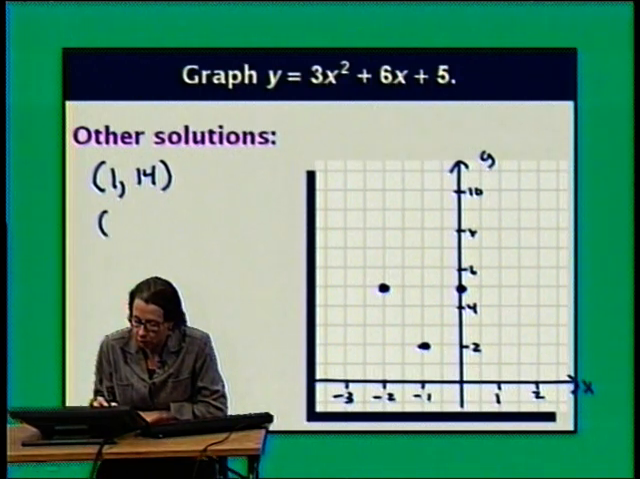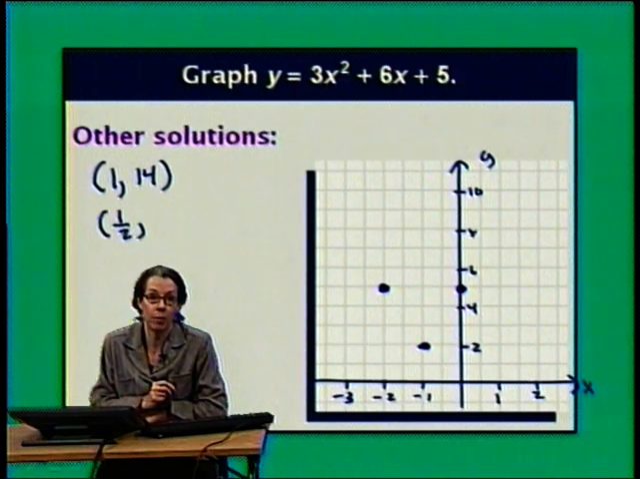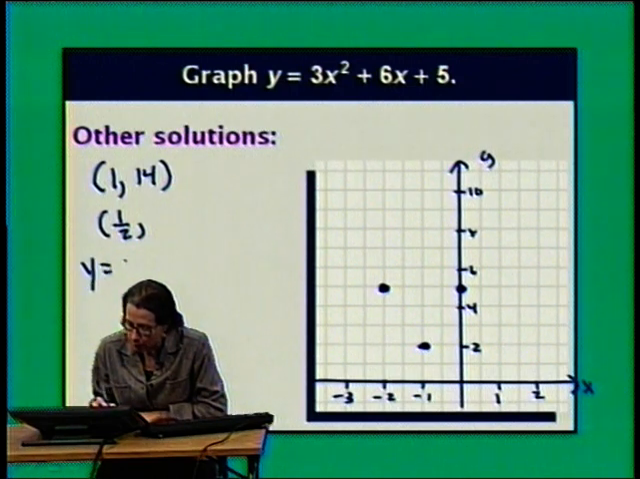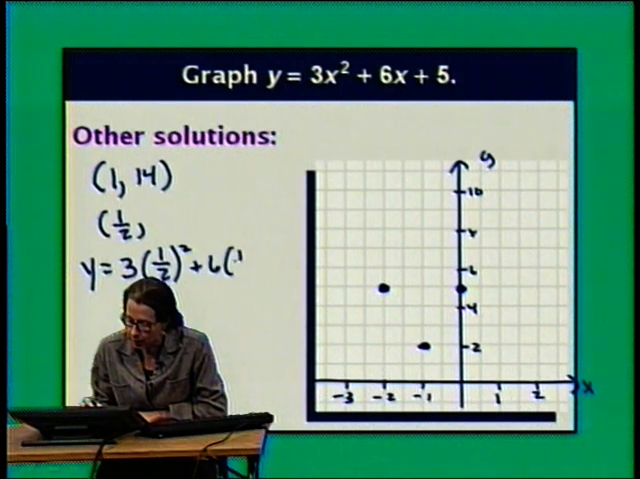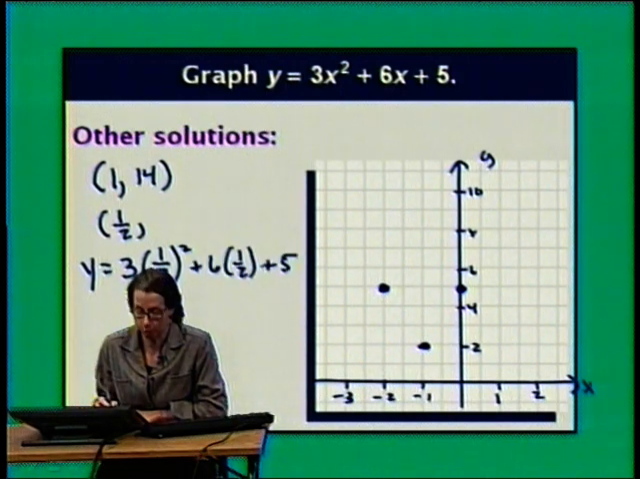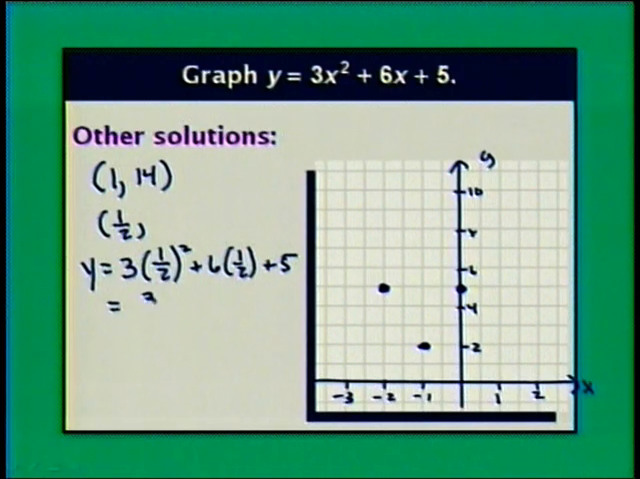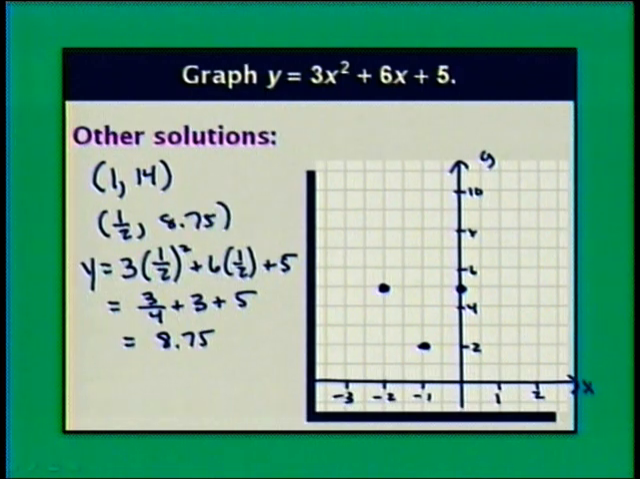How about if x is 1/2? Well, here I'm probably going to have to write out a computation. If x is 1/2, then y equals 3 times (1/2) squared plus 6 times 1/2 plus 5. So that's 3/4 plus 3 plus 5. So that's 8 3/4. I'm just going to write that as a decimal, and that will be on my grid. So I'm going to have the point (1/2, 8.75), which is right about here.